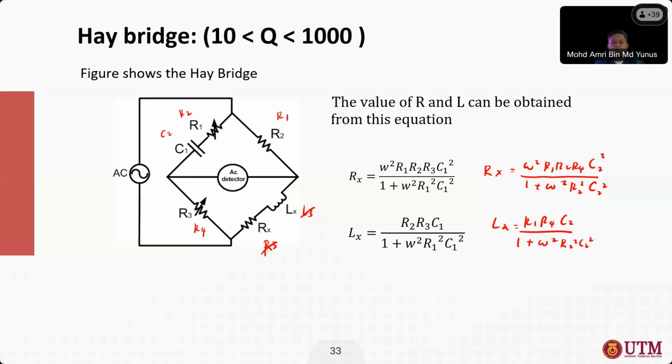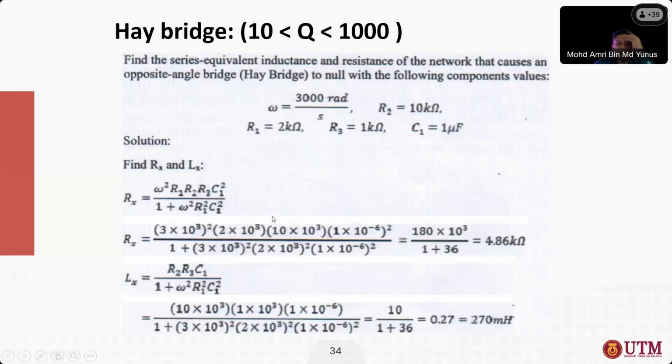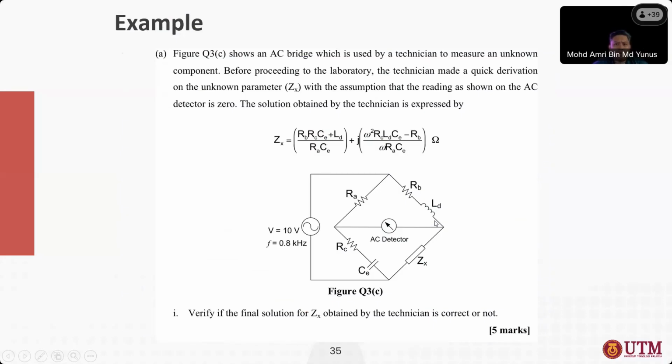So the solution that I gave you for the bridge basically uses a slightly different notation for the resistance or the components. You can see the process from the proof or the notes that I shared with you. So this is the example. The example is quite straightforward. Just use the equation, then you get the value of the unknown Rx and Lx.